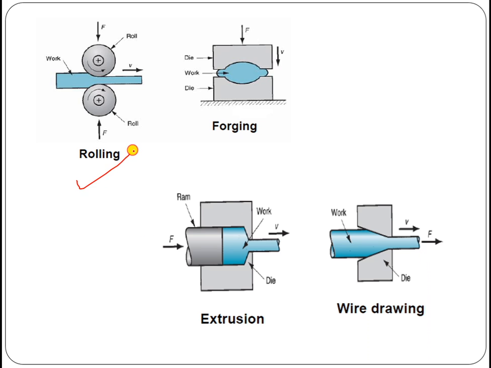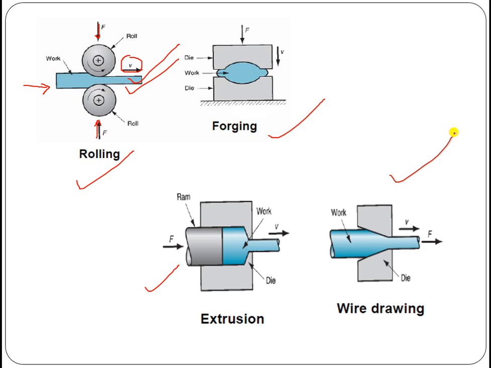So rolling is a forming operation. There are two rollers rotating in opposite directions, and a workpiece is passed between these two rollers so that it is converted to the required shape and size. It moves with a certain velocity, and forces are applied from both rollers so that the required shape and size of the raw material is obtained through this rolling process. Forging, we have already studied: open die forging, closed die forging, hand forging, or machine forging also.